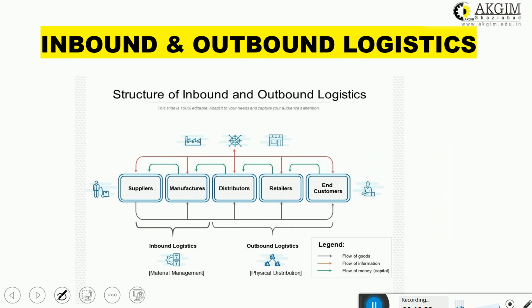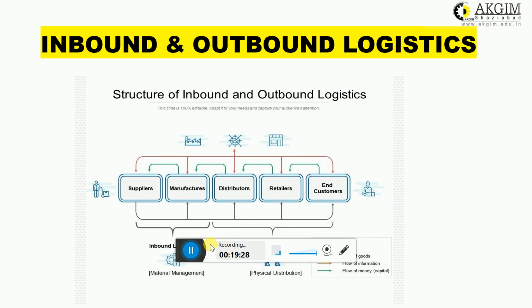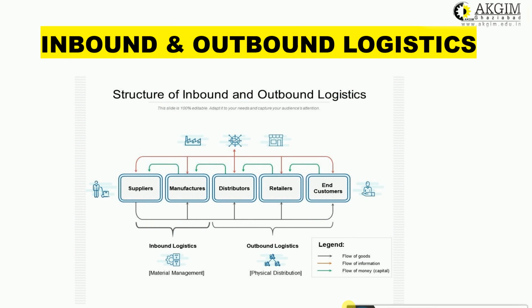Now coming to inbound and outbound logistics, another area. So this is how your inbound and outbound logistics work and look. So you have suppliers, manufacturers. This is how your inbound logistics is, which is actually termed material management, whereas the physical distribution from distributor to retailers to end users is termed outbound logistics. And in this diagram on the slide, you can see there is a flow of goods, a flow of information, and a flow of money as well.